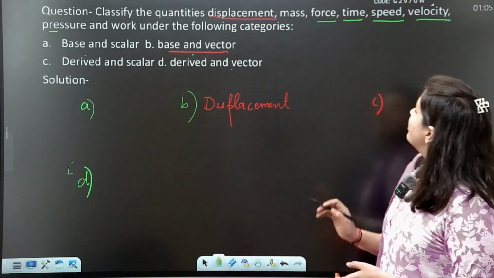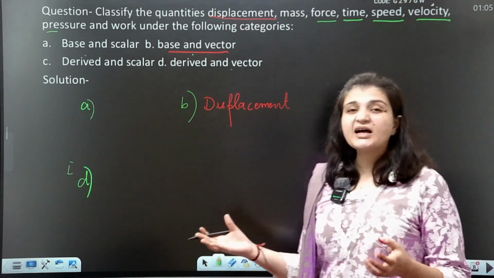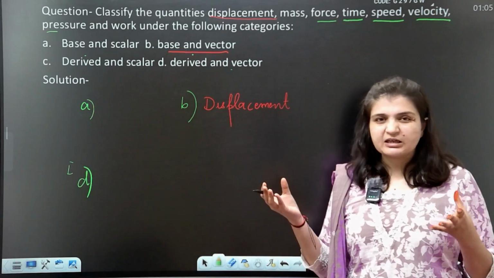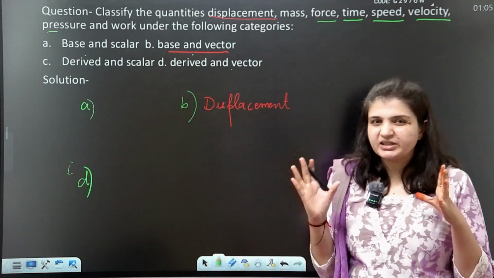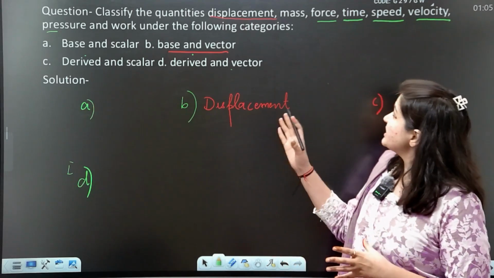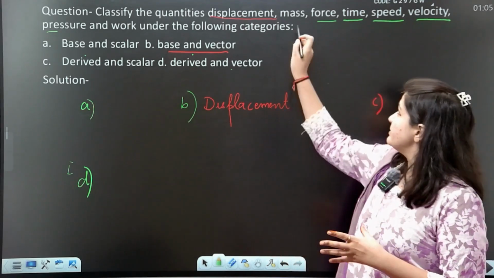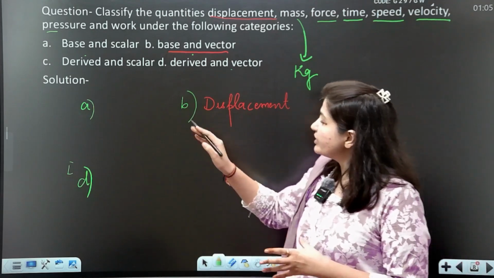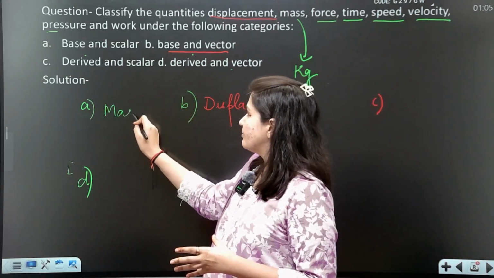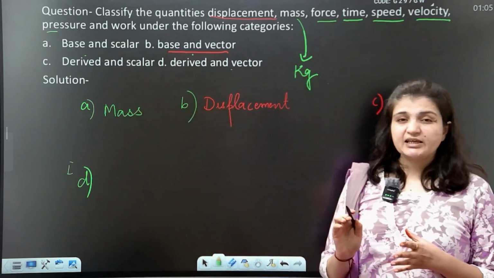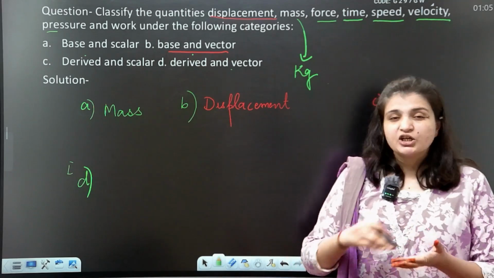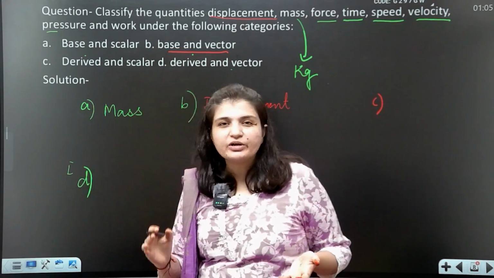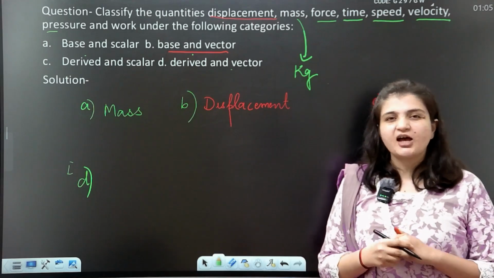Now mass. What is mass? Mass is the total amount of matter contained in an object. So mass is a base quantity. It is not dependent on anything. Here we are measuring just its weight in kg. So mass will come in base and scalar because it has no direction. It is the total amount of matter contained in the object.